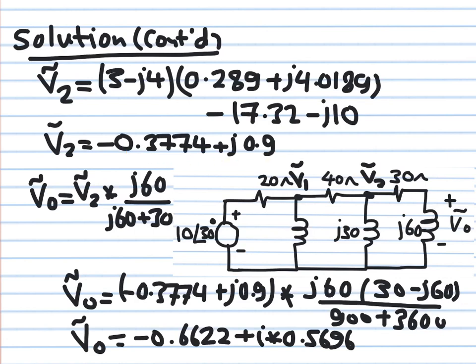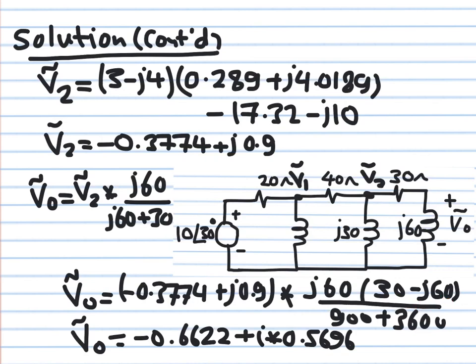Now I found V1 and I found V2. We still need to get V output. V output is not V2, but you can see here there is a voltage divider, because V output is simply equal to V2 multiplying J60 over J60 plus 30. Okay, so this is what I did here. I got V2, I'm going to apply voltage division. So I multiplied by J60 over J60 plus 30, and then I multiplied by the conjugate of the denominator.